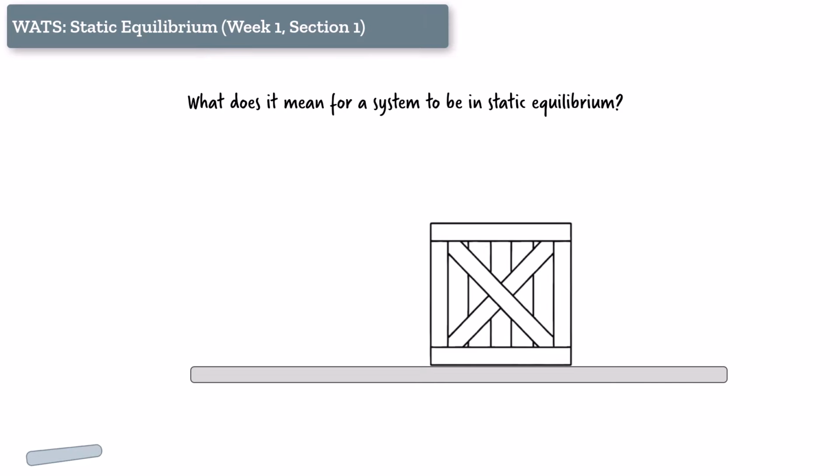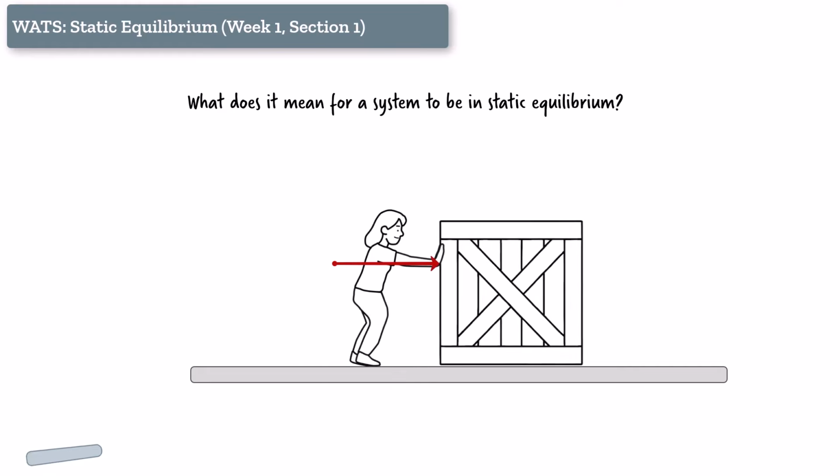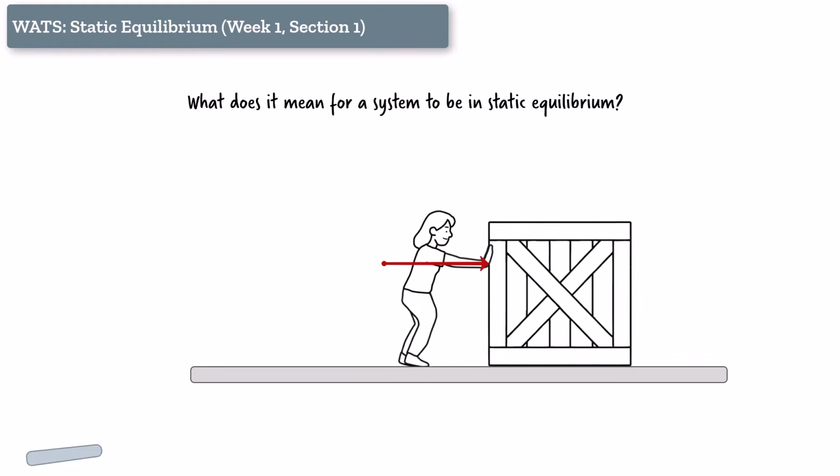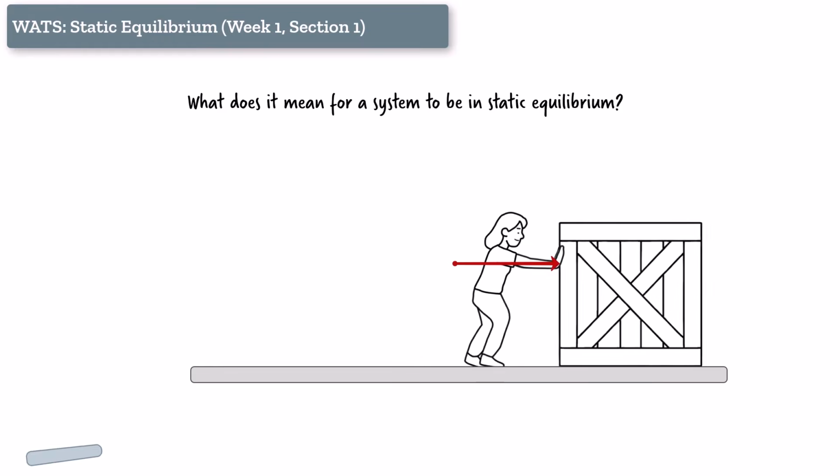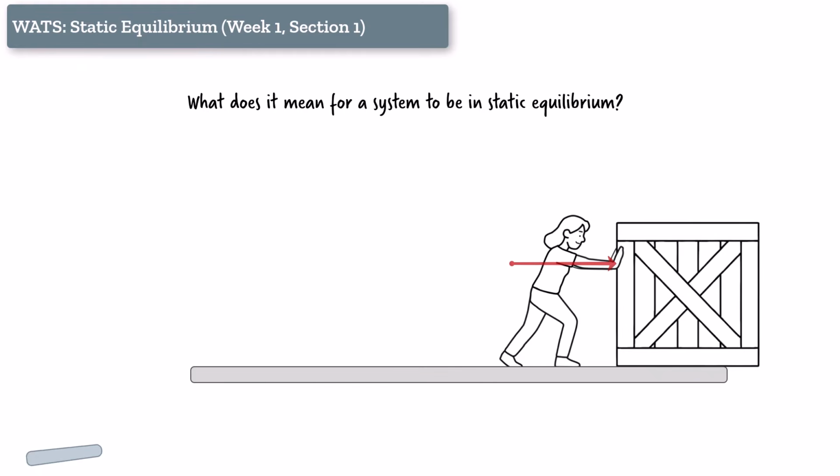Now, consider what happens if someone pushes the crate horizontally. The push introduces a horizontal force. If this force is not balanced by another horizontal force, the crate will begin to slide. In this case, the crate loses its equilibrium as the horizontal force is no longer zero, resulting in motion. So, the crate is in partial equilibrium, balanced in the vertical direction but unconstrained in the horizontal direction.